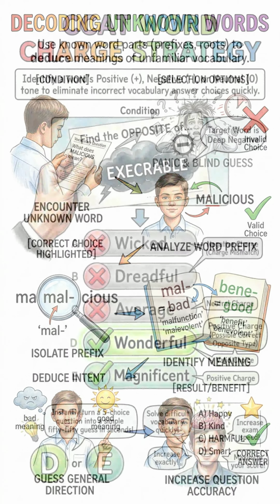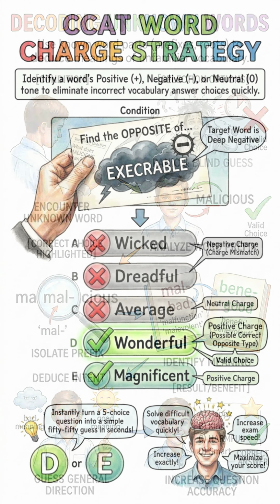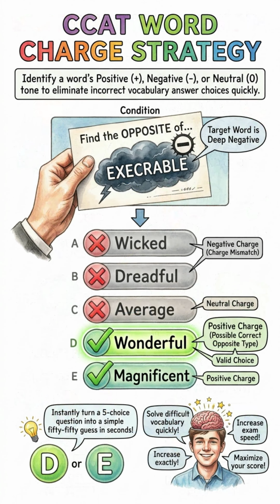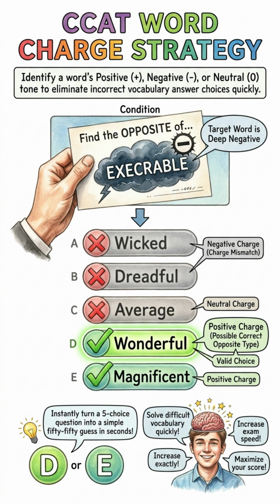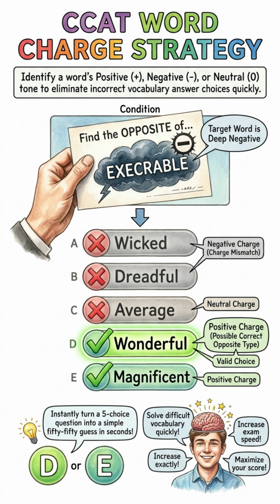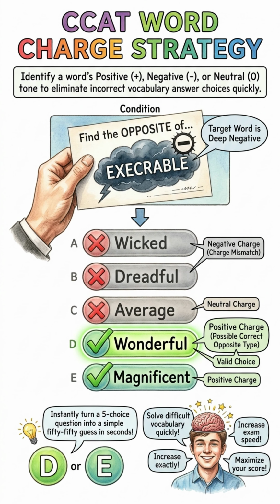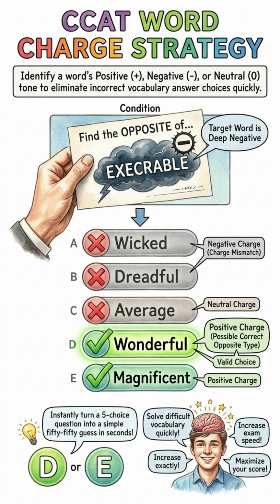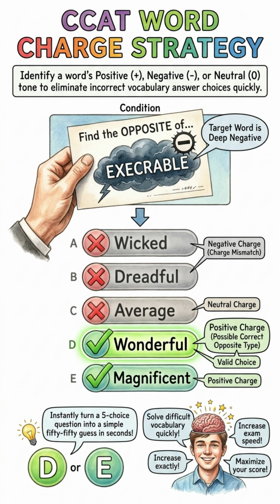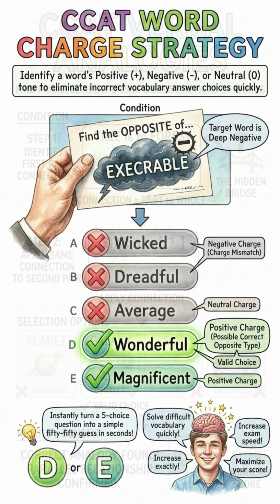Building on the prefix trick, you can use the word charge strategy to answer difficult vocabulary questions quickly. The charge strategy simply means labeling the target word as either positive, negative, or neutral. If the question asks for the opposite of a deeply negative word, you immediately know the correct answer must be a positive word. You can instantly eliminate any negative answer choices without even knowing their exact dictionary definitions. This brilliant shortcut can turn a confusing 5-choice question into a simple 50-50 guess in mere seconds.